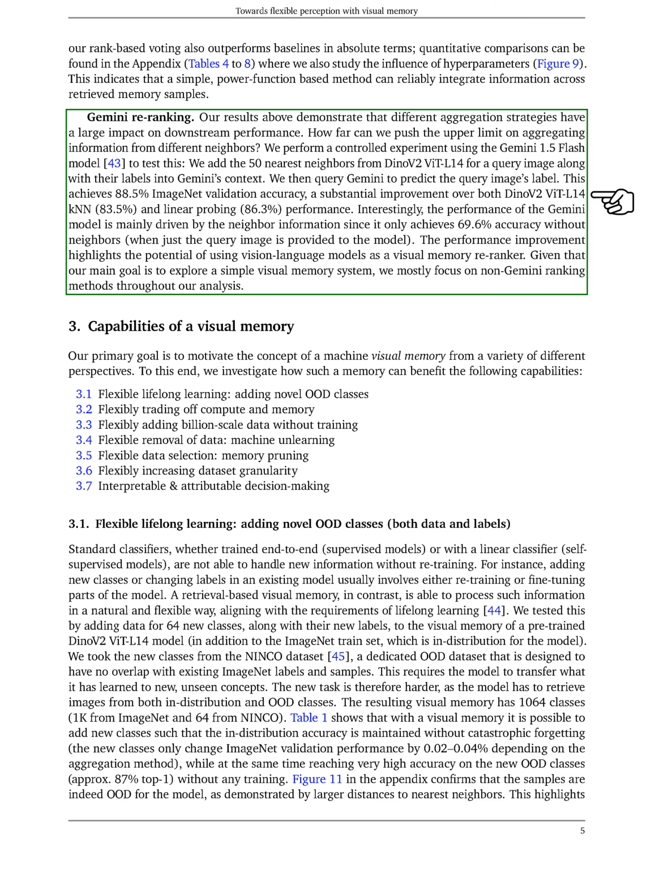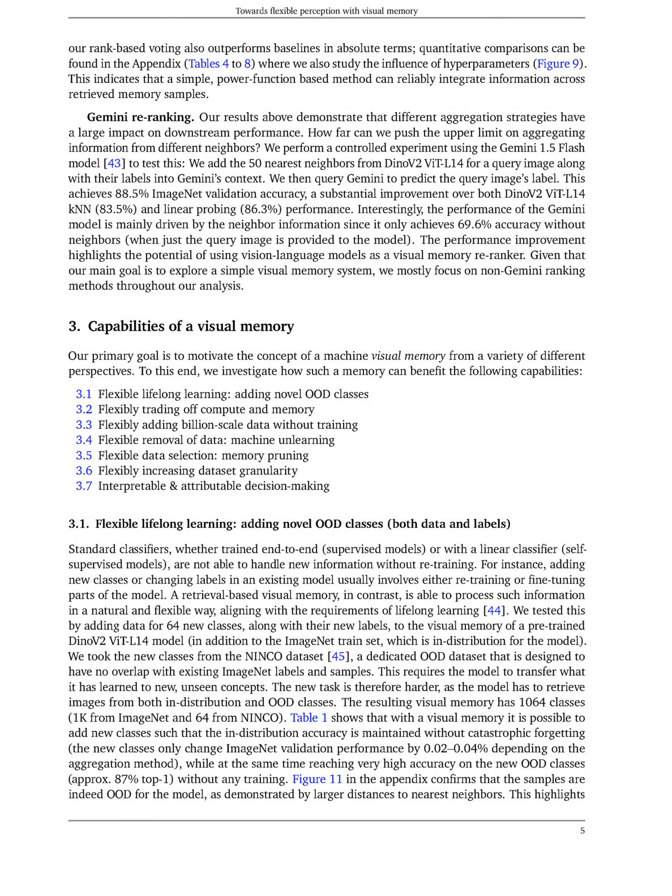We further explored how to enhance aggregation using the Gemini 1.5 Flash model. By adding the 50 nearest neighbors from Dino v2 for a query image into Gemini's context, we achieved a significant accuracy improvement. This shows the potential of using vision language models as a visual memory re-ranker. Throughout our analysis, we primarily focused on non-Gemini ranking methods to keep our exploration simple.